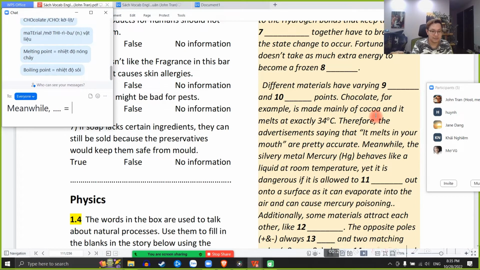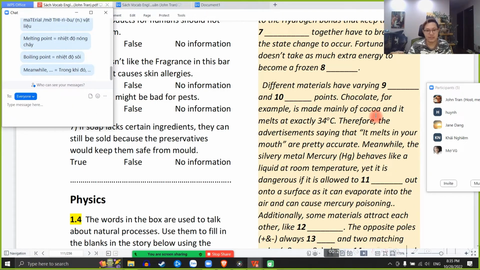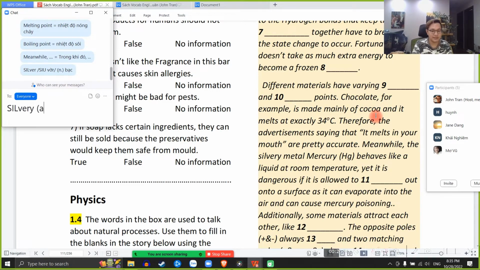Meanwhile, trong khi đó, the silvery metal mercury, you know the word silver, right? Silver là bạc. So silvery is something that có ánh bạc, something that shines like silver.